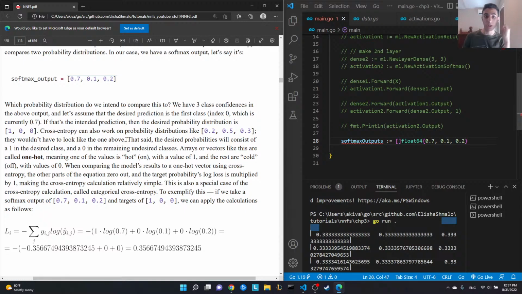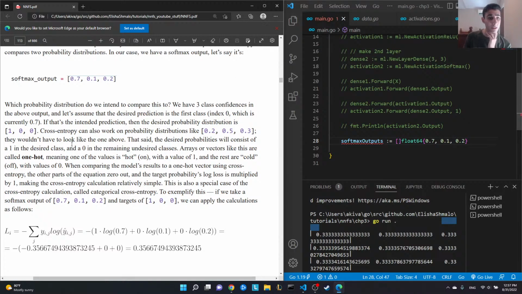Cross entropy can also work on a probability distribution like this. They wouldn't have to look like the one above. I don't know what he really means by this. He may mean that it could also work in one where the 0th index is not correct. Like in this one, the model is correct. Cross entropy could also work when the prediction is incorrect, which is important.